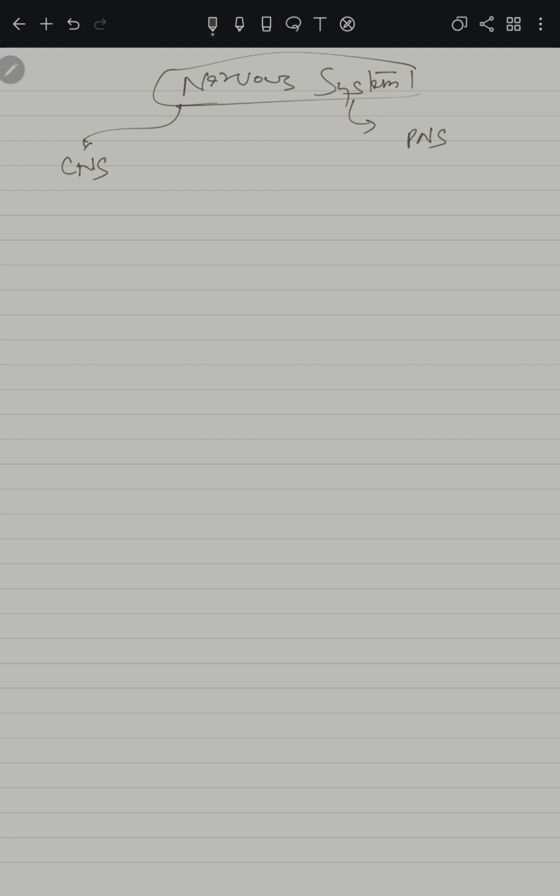Okay, so the peripheral nervous system has cranial nerves, which are called 12 pairs, and spinal nerves, which are 31 pairs. In the CNS we have the brain and the spinal cord.